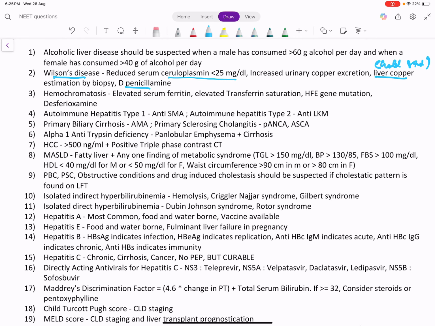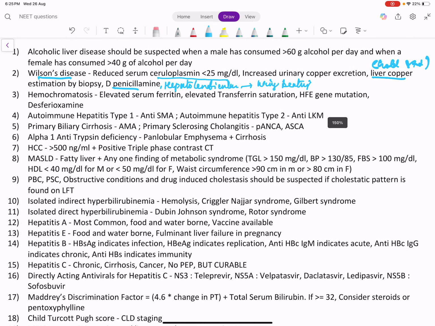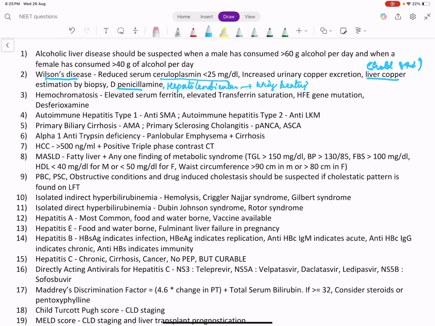The other term for Wilson's disease is hepatolenticular degeneration, where the liver gets affected first, then the lentiform nucleus of the brain gets affected. It leads to wing-beating tremors. The eye findings we get are sunflower cataract as well as the KF ring, Kayser-Fleischer ring.